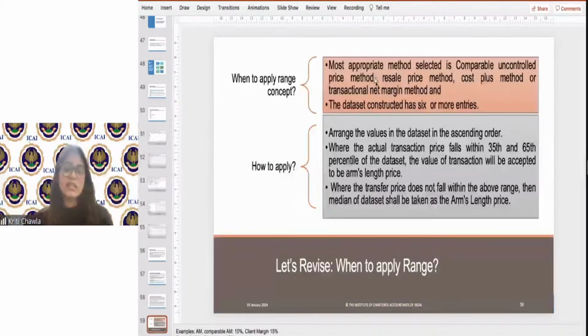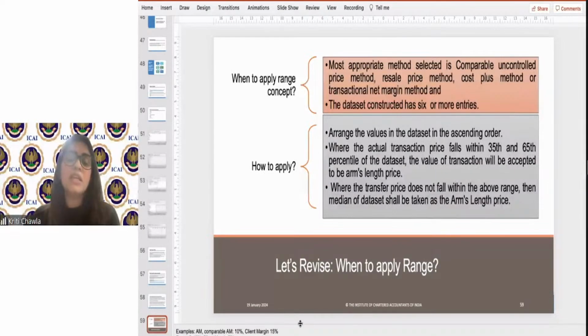Just as an example, this is how you calculate the range. Let's say I have 11 comparables. I will have to arrange them in ascending order. If one comparable company has a margin of 3%, another 6%, then 18%, then 20%, I arrange all 11 comparable companies in ascending order. Then I calculate the 35th percentile and the 65th percentile in that range. Now, if my client margin falls in that range, then I am at ALP.